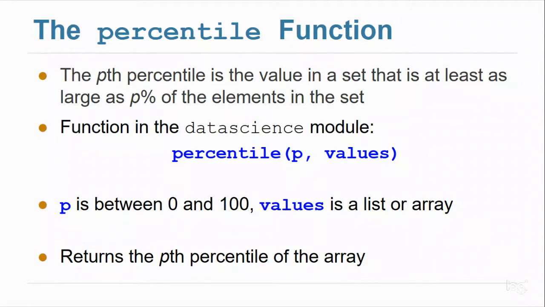If when you compute the percentile of the number of elements in the set, you get a number that's not an integer, you round up to the next largest integer and then take that element in the set. The function that implements percentile in Python is a percentile function. It takes two inputs, p and values. P is the number between 0 and 100 that you want to compute the percentile for, and values is the list or the array that you want to compute the percentile of.